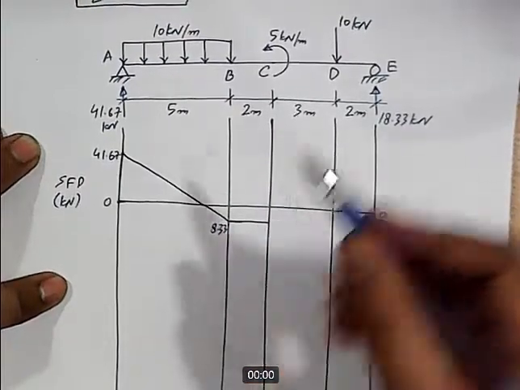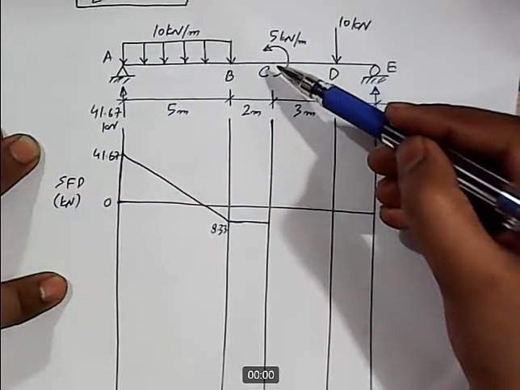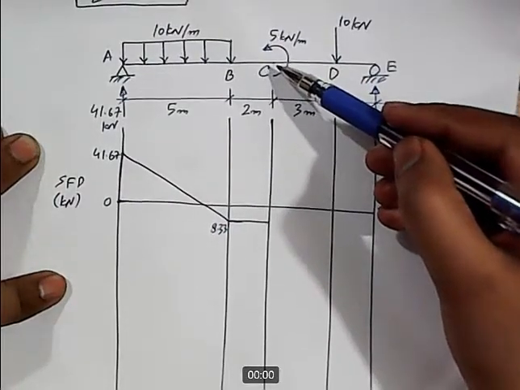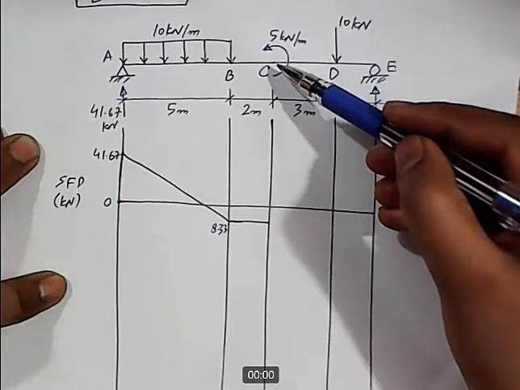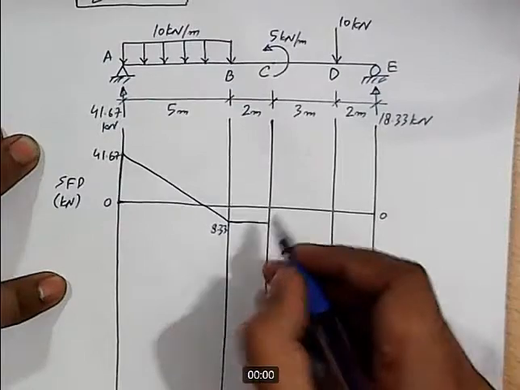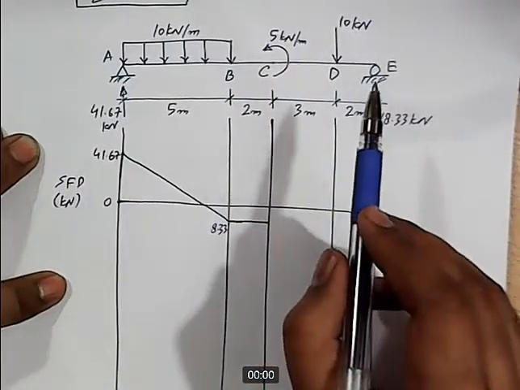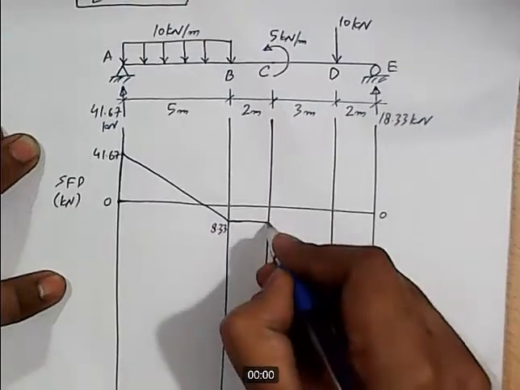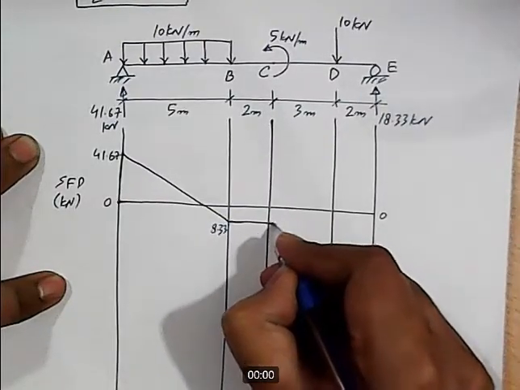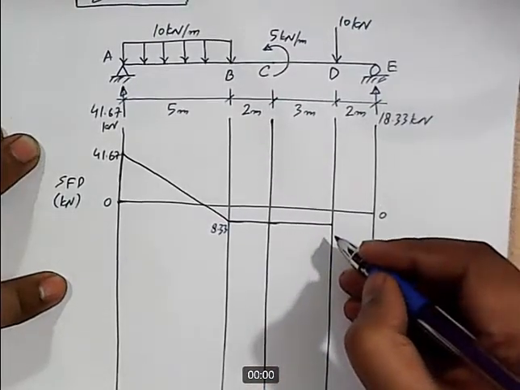And then we have a 5 kilonewton per meter moment at this location. Now we already know that moment does not reflect in the shear force diagram. So at this location the value of shear force will remain constant, and then from C to D there is no additional external load acting. So the shear force diagram will again remain straight. It will be a 0 degree line, and we'll reach at 8.33.